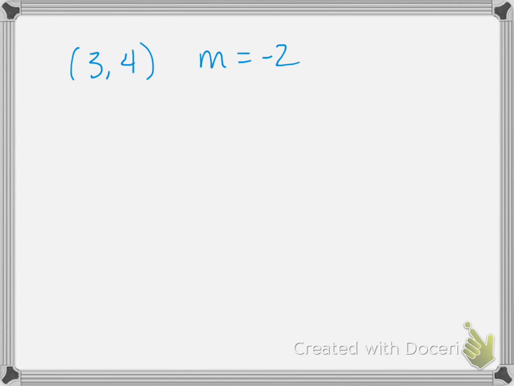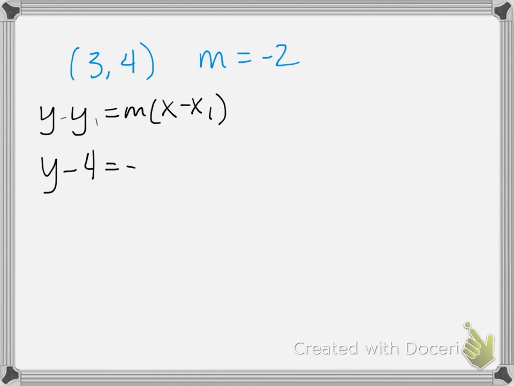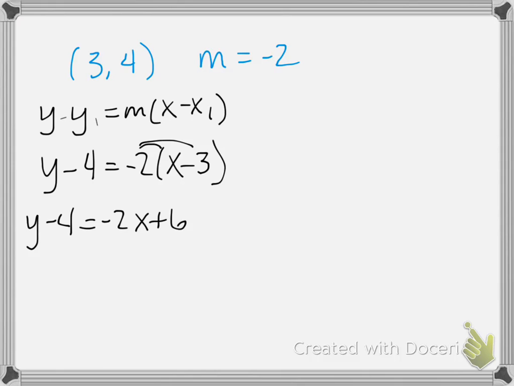Okay, I want to write the point-slope equation, and I also want to do the slope-intercept equation. So my point-slope equation, I need a point and a slope. So it's going to be y minus my y1, so 4, my slope, and then x minus my x1. Okay, so I could go to slope-intercept from here, so I distribute the negative 2, so I get y minus 4 equals negative 2x plus 6. Add 4 to both sides, so y equals negative 2x plus 10.